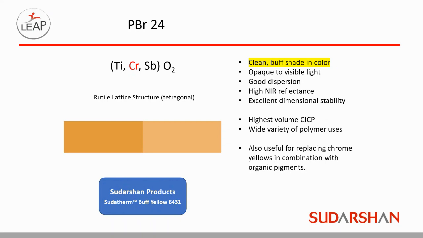Moving all the way over to the other side of the color space, to the red side, is the pigment brown 24. The color itself, the redness, comes from the chromium in that same rutile lattice structure. The pigment brown 24 is the largest volume CICP that is being used in the industries. It's a great opaque to visible light and fairly easy to disperse. Also, another useful tool in chrome replacements.